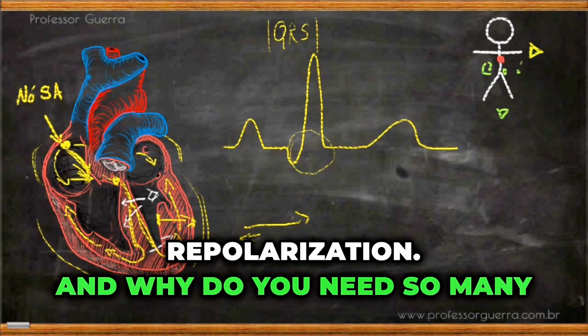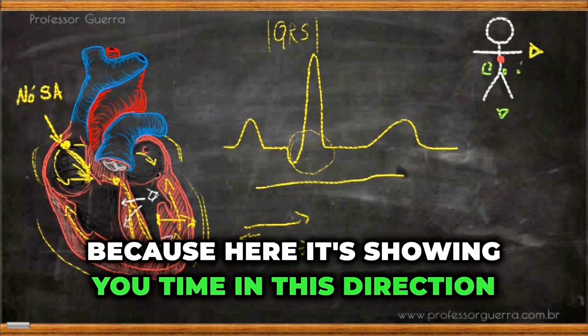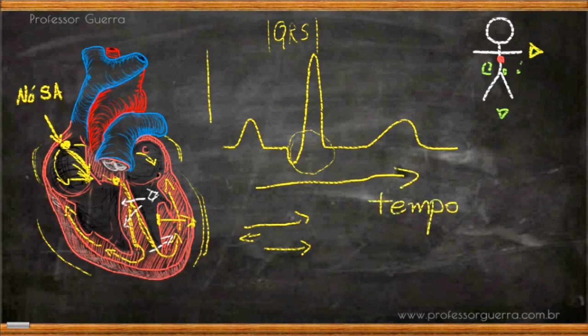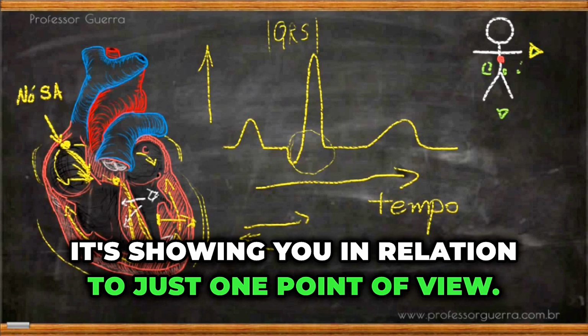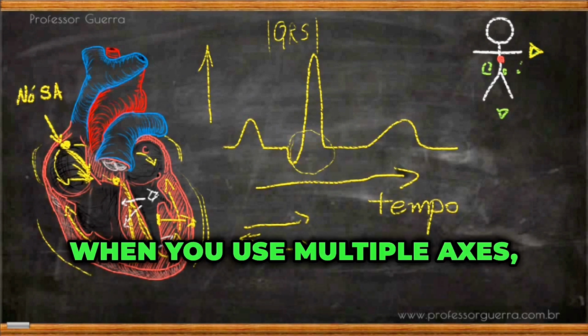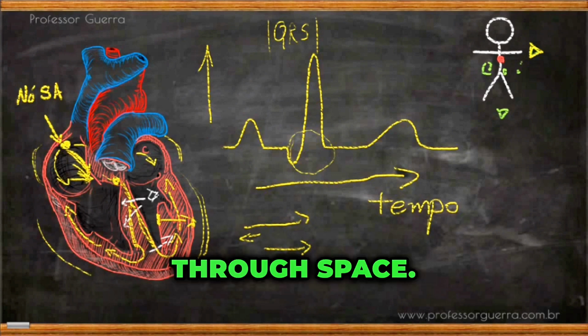And why do you need so many axes, so many points of view? Because here it's showing you time in this direction and intensity in that direction. But it's not showing you all the directions, it's showing you in relation to just one point of view. When you use multiple axes, you can trace the electrical pathway of the heart through space.